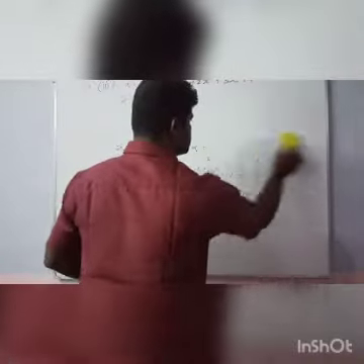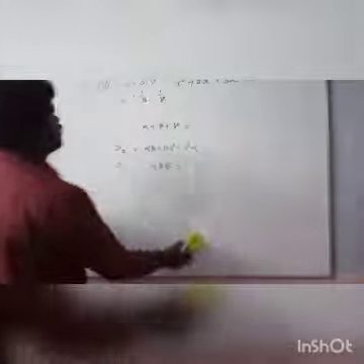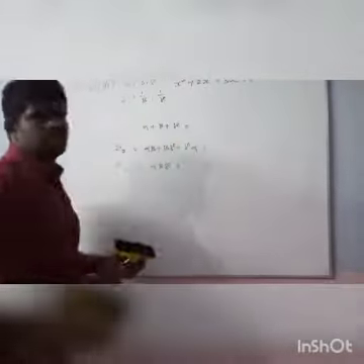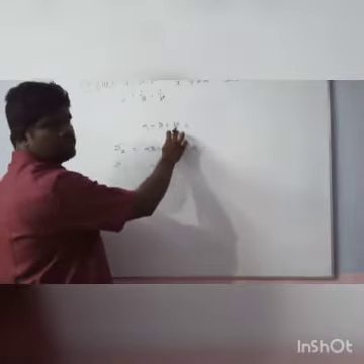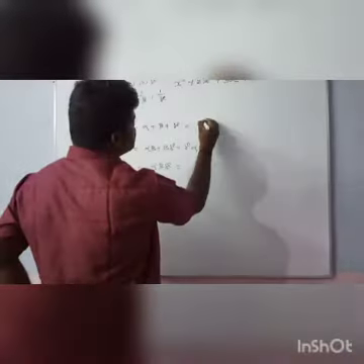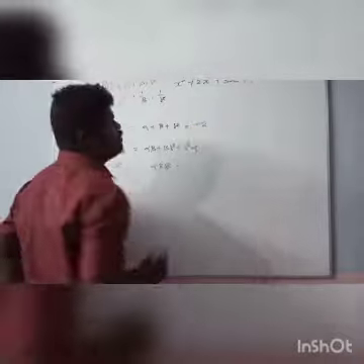I erase this. We use the previous sum. Here alpha, beta, gamma are the roots of this equation. First, summation 1, the sum of the roots, alpha plus beta plus gamma. What is the value? We use minus here, so minus 2 divided by 1. So the answer is minus 2 only.